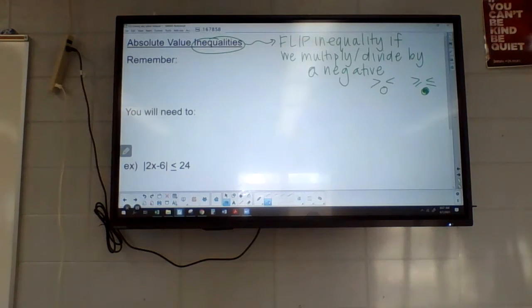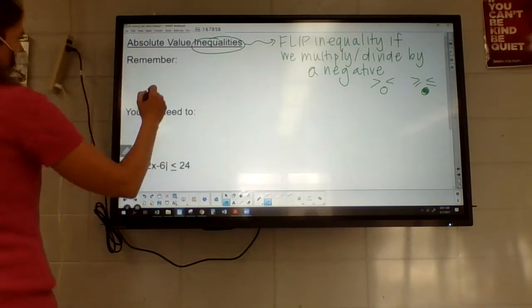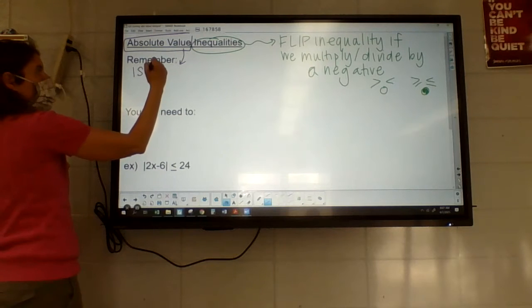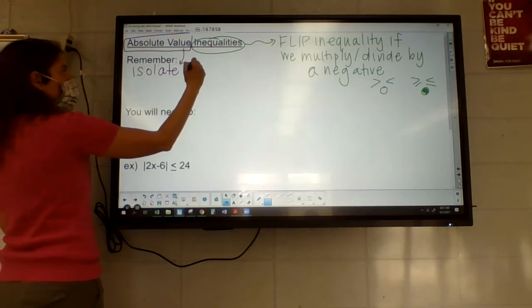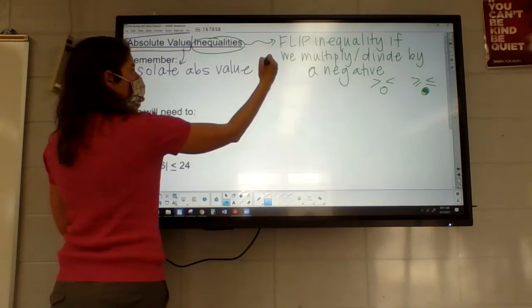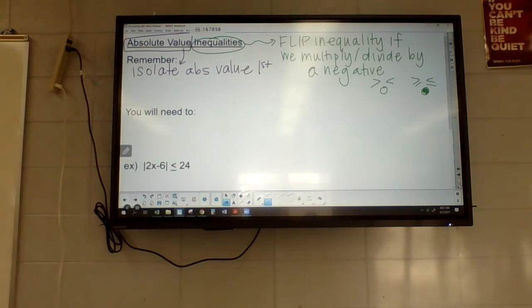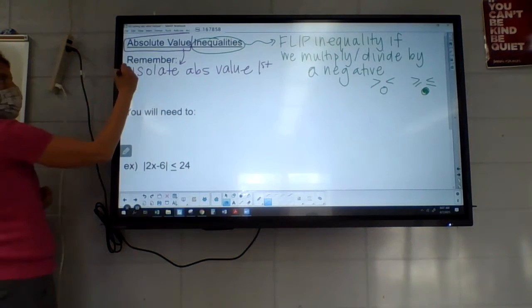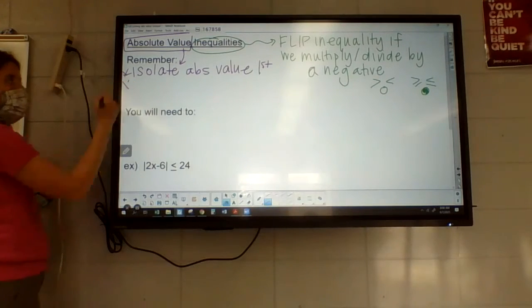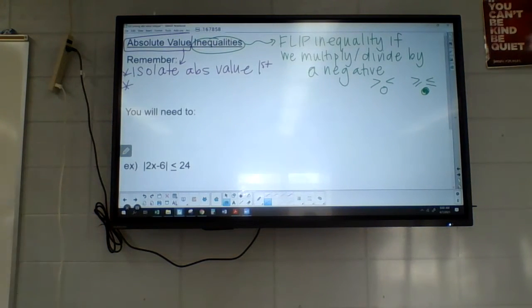Then we also learned some things about absolute value. So absolute value we just learned yesterday is that we have to set up the two equations. We have to isolate the absolute value first. So the things to remember with absolute value. You want to remember to isolate the absolute value first. And then once we do that, that's when we set up the two equations. So we're going to set up the positive version and the negative version.